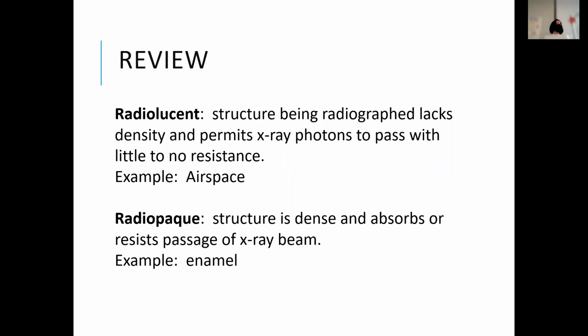So just to review, we know at this point that when we're looking at something that's radiolucent, we're looking at structures being radiographed that have a lack of density. What we've been thinking about with density is the thickness of whatever the X-rays are going through. It permits the X-ray photons to pass with little or no resistance and hit the sensor. An example of that is your airspace, your PDL, your nerve chamber, things like that.